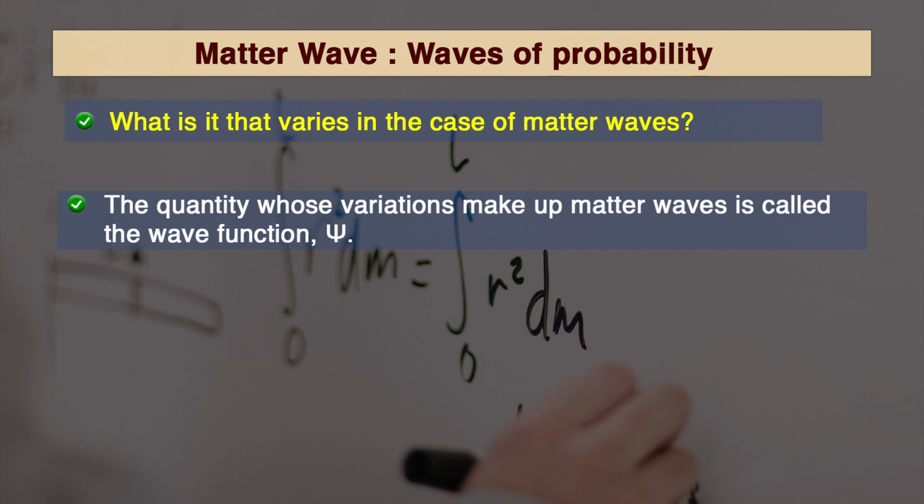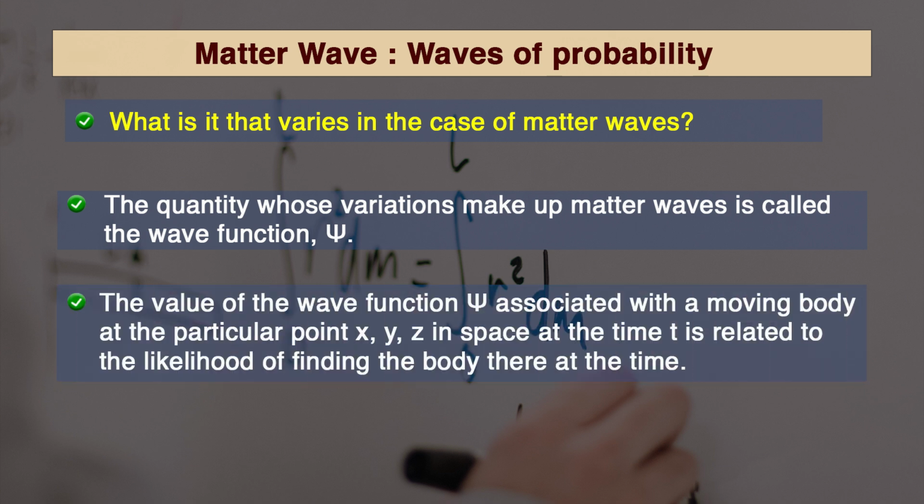This psi is a Greek letter, and this wave function psi was first used by Max Born. The value of the wave function associated with a moving body at a particular position x, y, z in space at time t is related to the likelihood of finding the body there at that time. So, the wave function psi is used to represent the matter wave mathematically.